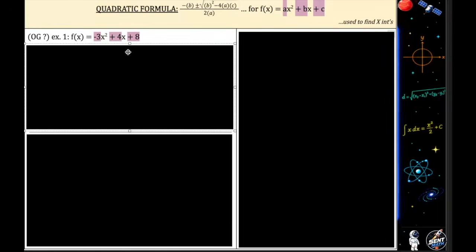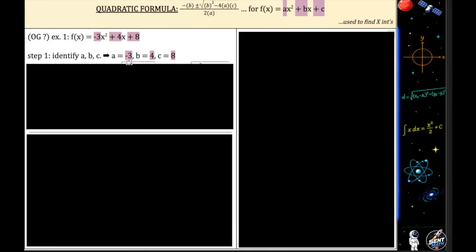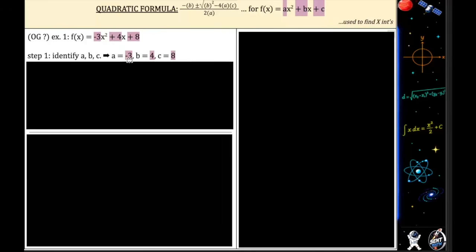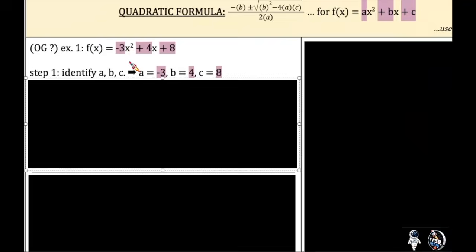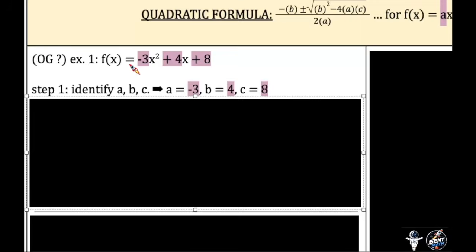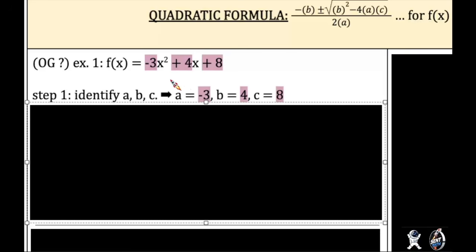Let's say that we have this quadratic function right here. Your step one is to identify your A's, B's, and C's. So let me go ahead and zoom in right here. We have A equal to -3, B equal to 4, C equal to 8. The A's, B's, and C's are in this light purple color right here.